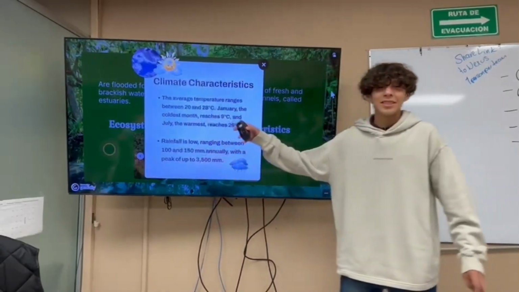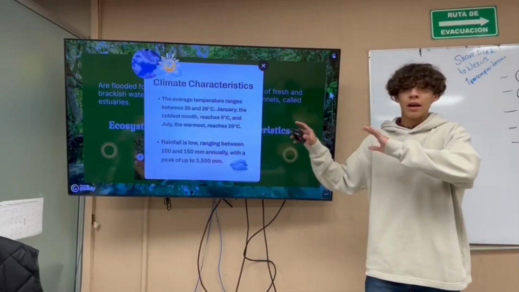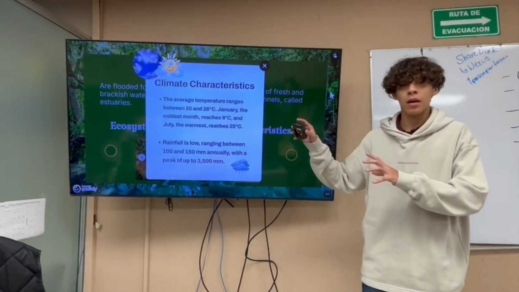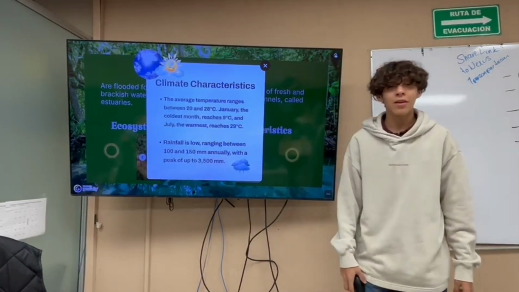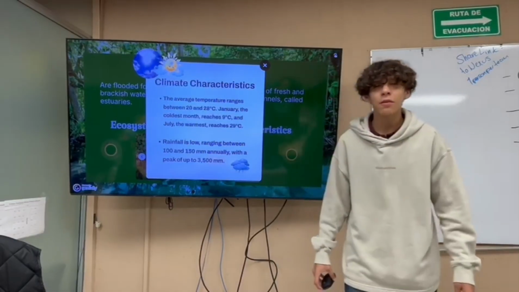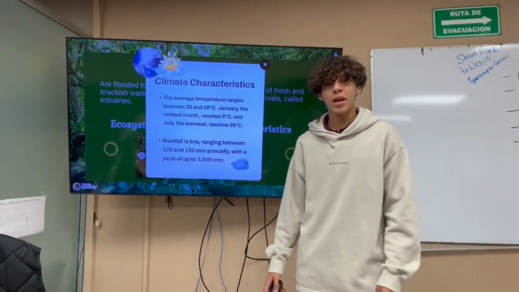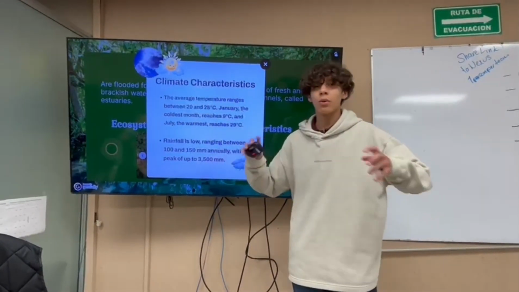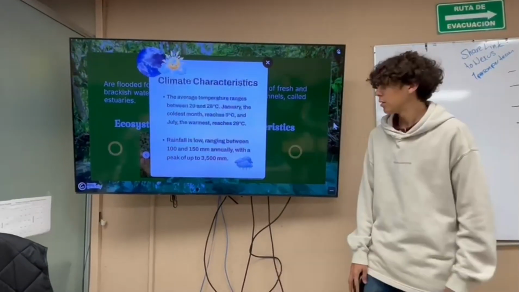Climate characteristics. Rainfall is low, ranging between 100 and 150 for a year, with a peak of 3,500 for a year. The average temperature ranges between 20 and 28 degrees.